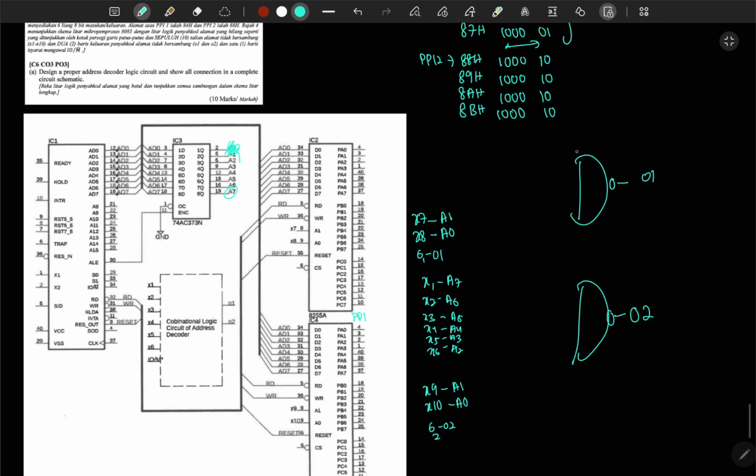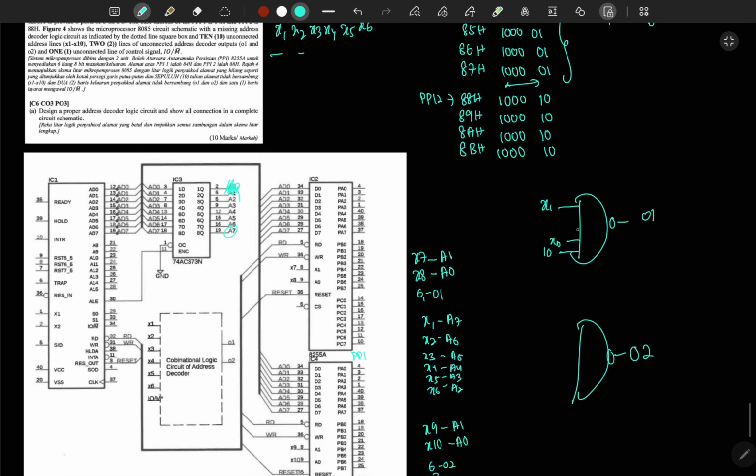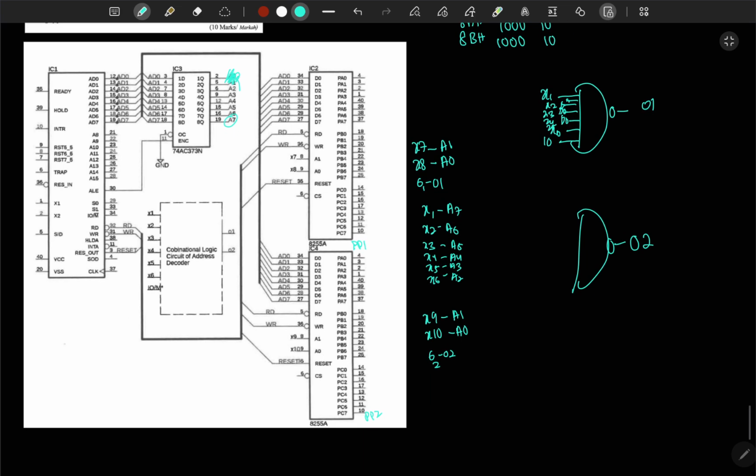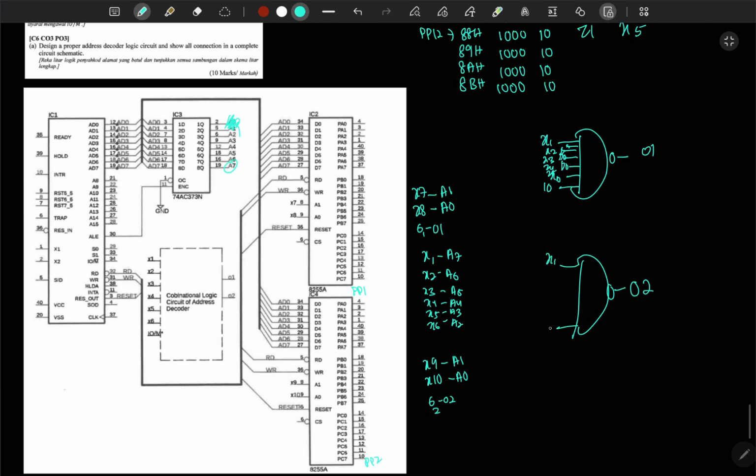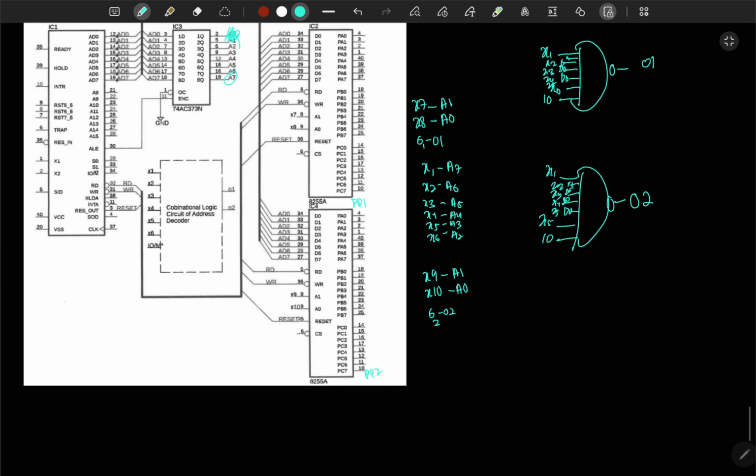Now, just see here. X1 is always high, IO is always high, X6 is always high. So the balance are gonna be NOT gate. Why? Because they are low. We're gonna make it high. So these are gonna be X2, X3, X4, X5. So here for the second one, if you notice, X1 is always high, X5 is always high. So X1, IO, X5. The balance are gonna be connected to the NOT gate, and it's gonna be X2, X3, X4, X6. So how are you gonna draw here?